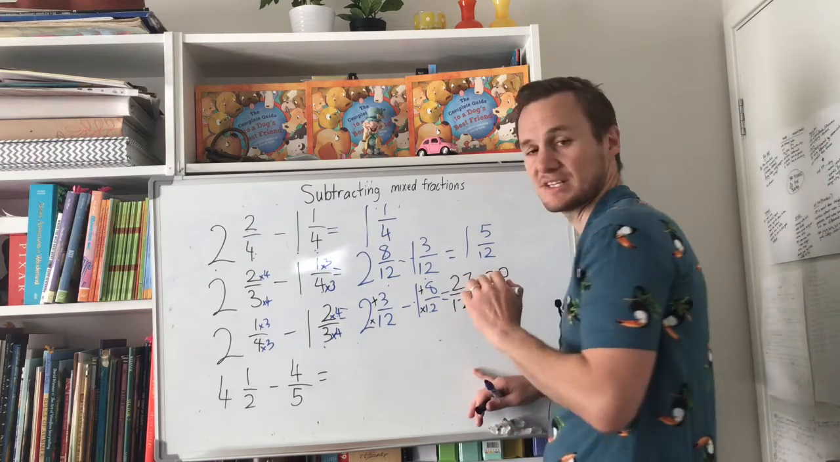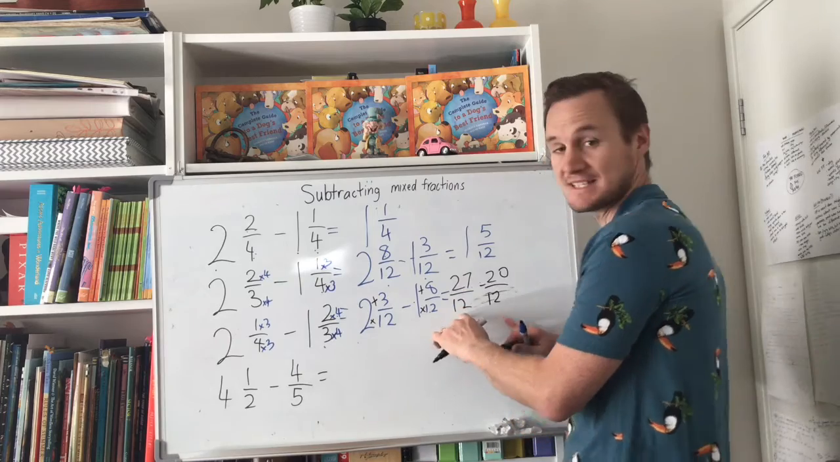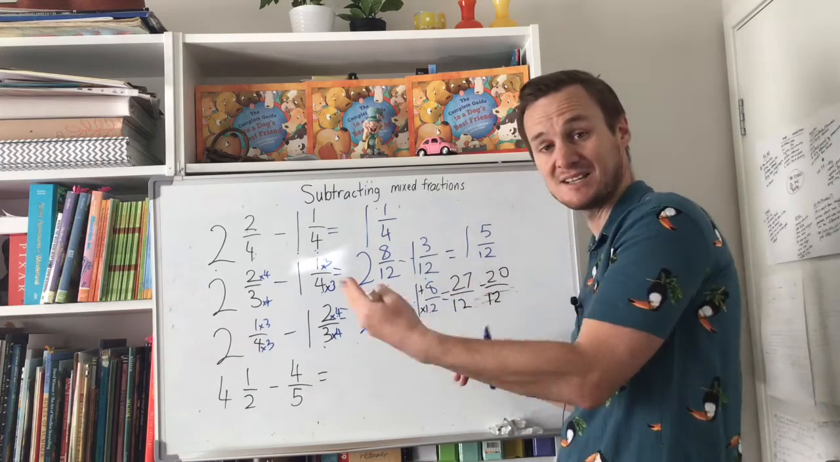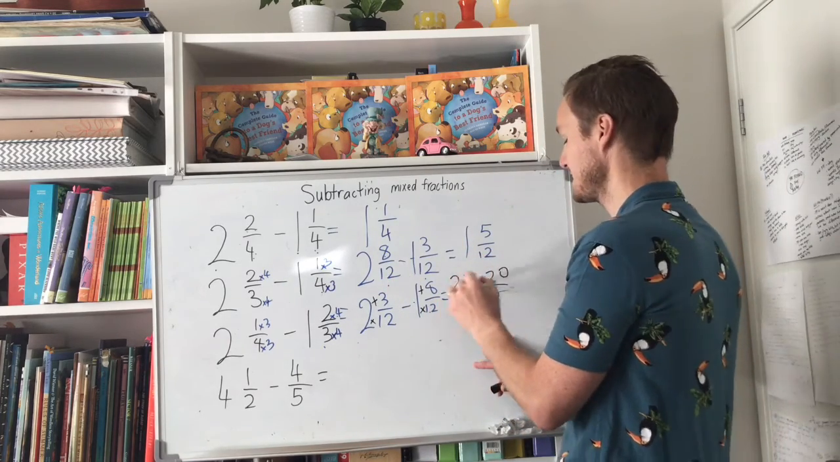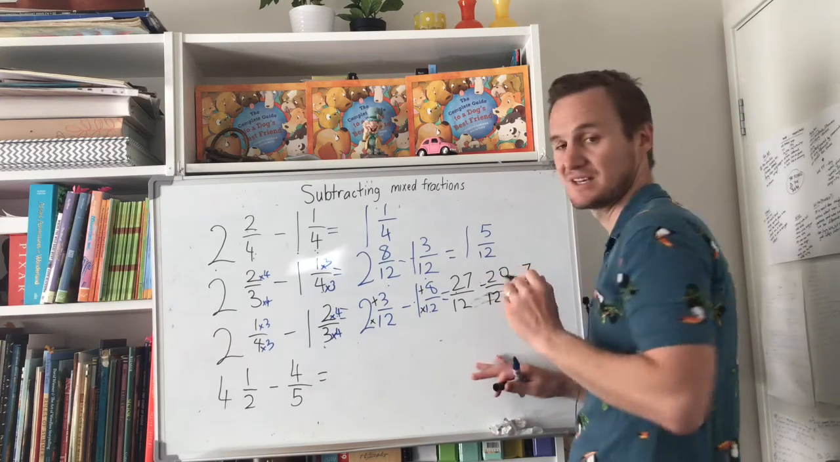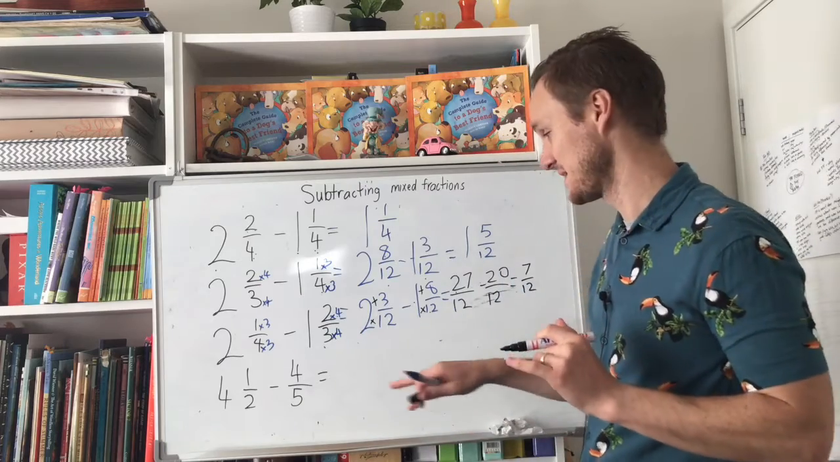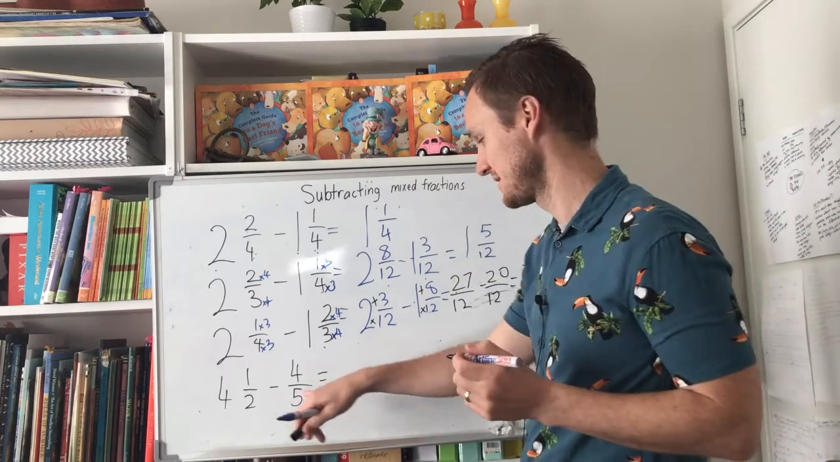Now I've got a scenario in which the denominators are the same and this number is bigger, so we can subtract. So 27 take away 20, the answer here would be 7/12. So the denominator, that actually doesn't need to be changed now. That's its simplest form. Now let's have a look at the bottom one.